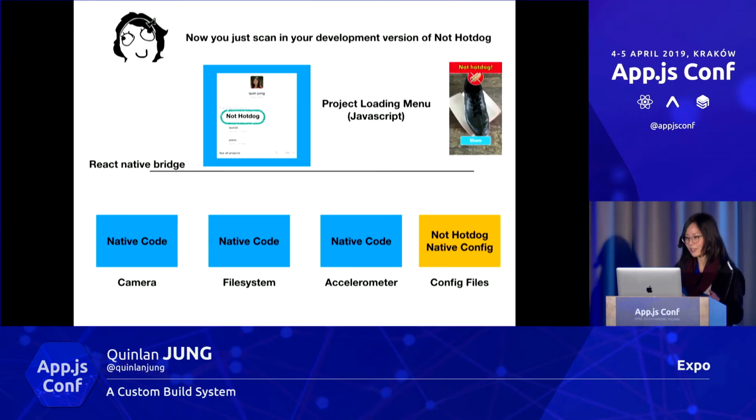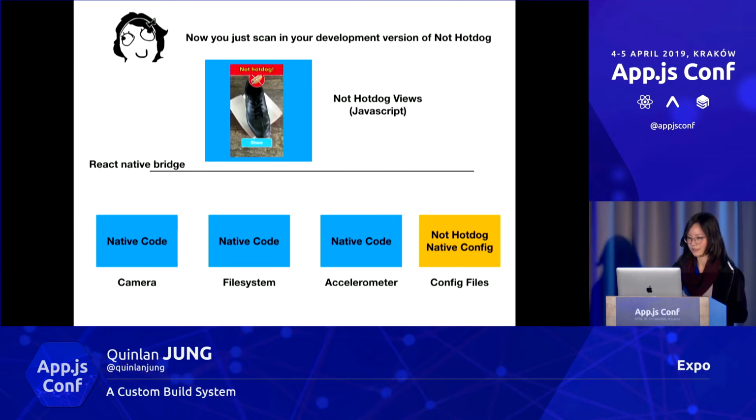All right, so now you're going to be able to scan in your development versions of not hot dog. And because you want to test whether in-app payments work, you're going to be calling receive my money. And this time it's going to work because we've got the proper native configurations.